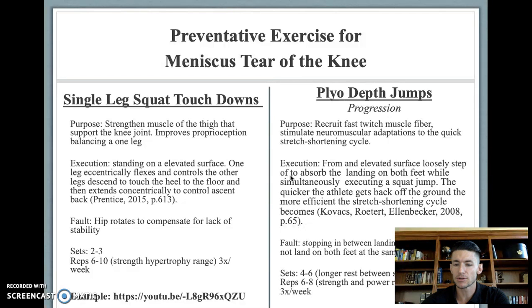Because this is a plyometric movement or a power movement, there'll be longer rest periods in between sets, 4 to 6 sets, and there'll be lower repetitions, 6 to 8 repetitions, which is that strength and power recruitment rep range. Performing this 3 times a week will be adequate. Anything more, you may stress your central nervous system too much or overtrain your legs.